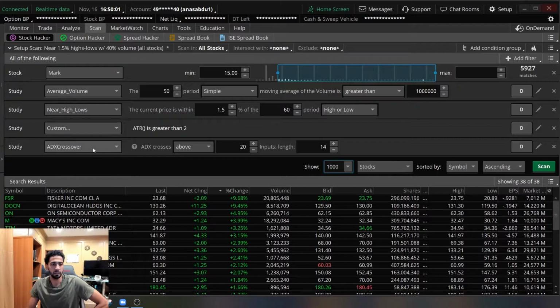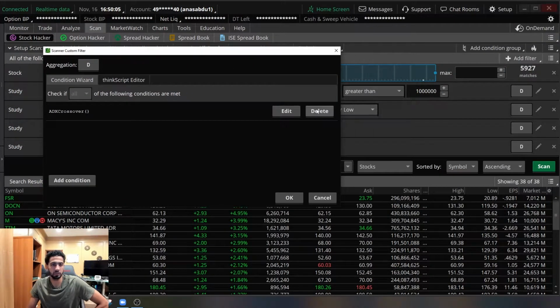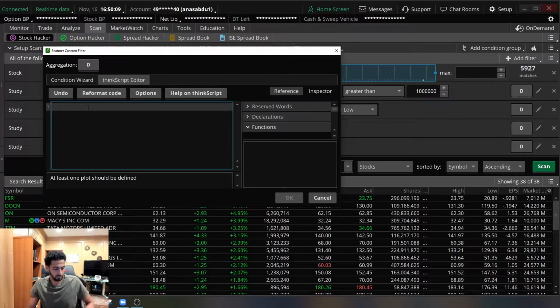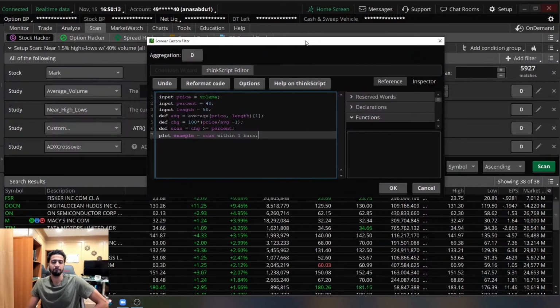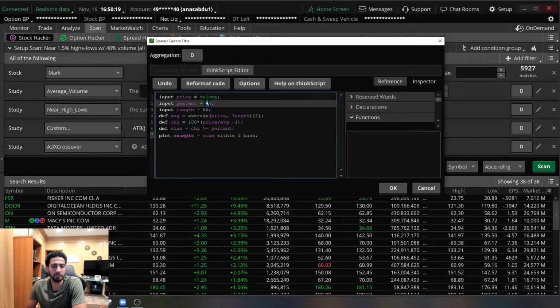Okay? And then you're going to go to custom, and then from there you delete whatever's here, and then you go to thinkScript editor, and then you copy and paste it, Control V right here. Now let me explain what this is. So basically, this is telling us that we want volume that's 40% higher than the average 50-day volume.